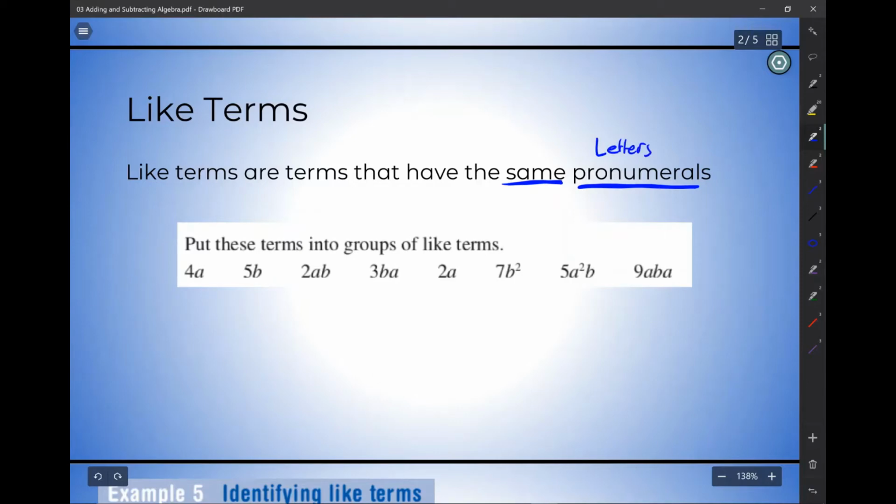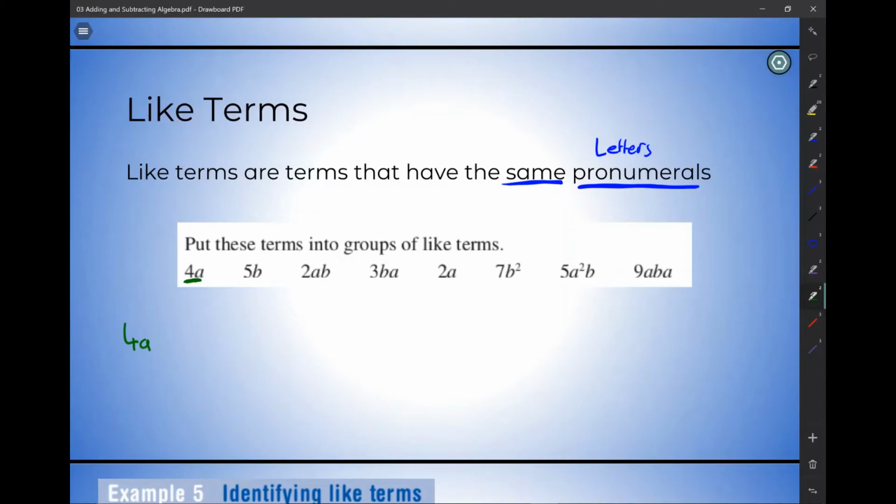Okay? So let's group these 8 terms here into sets of like terms, alright? Remember, we're looking for things with the same letter. We have this first term here, 4a. To group together the like terms of 4a, we need to look through all the other terms here and find any that have an a, but they have to only have an a.